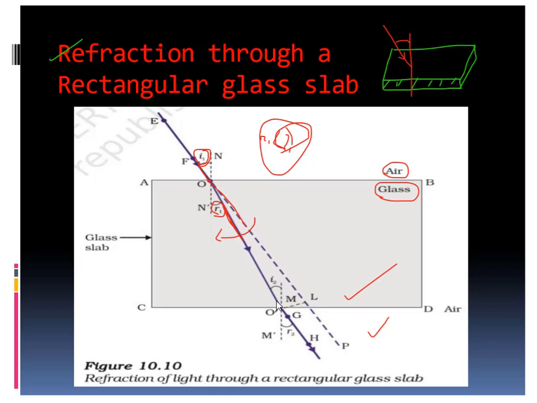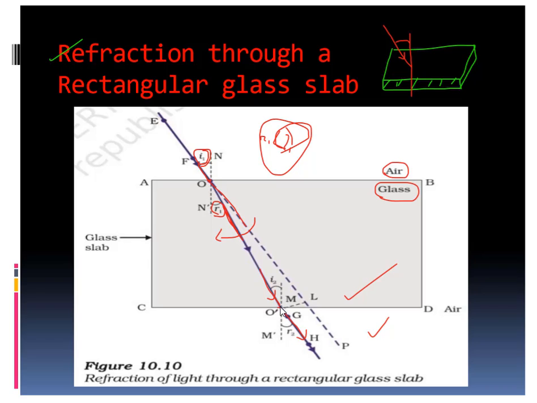So here what happens, in the first case, as the incident ray was coming from rarer to denser medium, the refracted ray is getting close to the normal. But here the case is different, it is opposite. Here the ray is coming from denser medium and moving out to rarer medium. That is why the refracted ray for this medium is moving away from the normal.